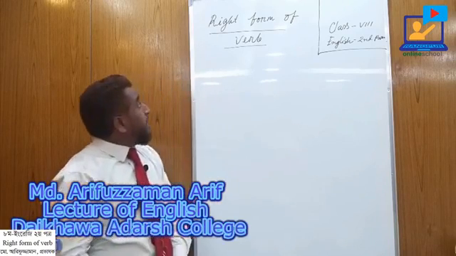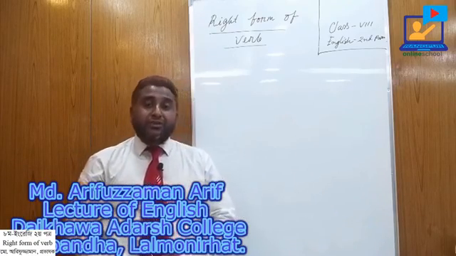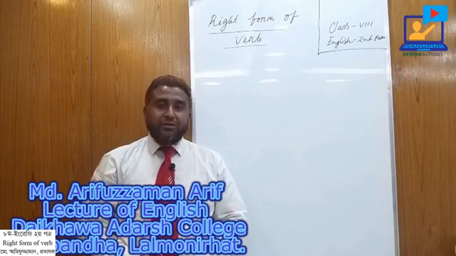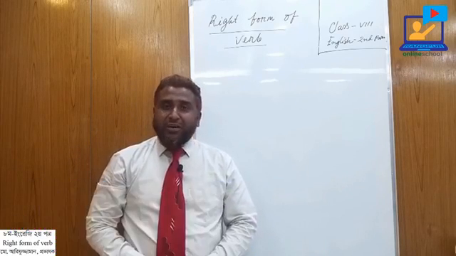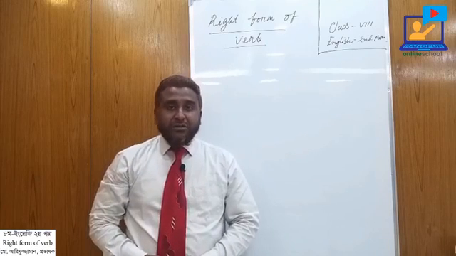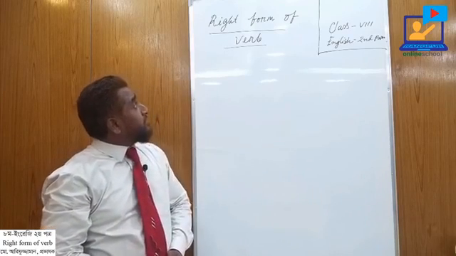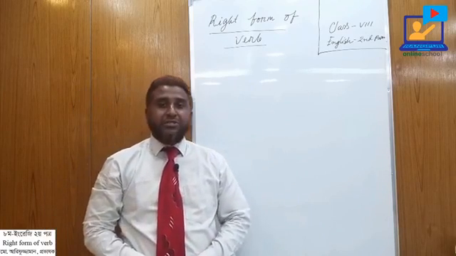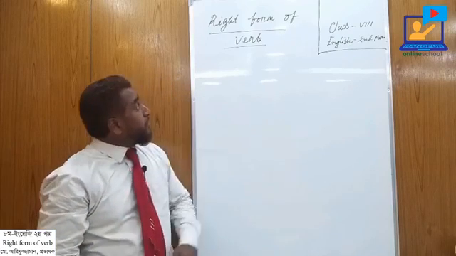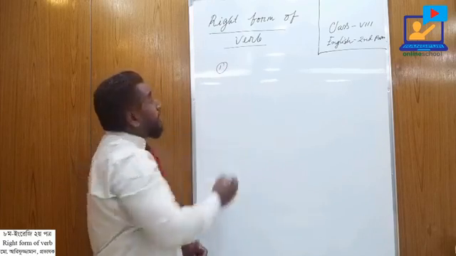Okay, before going to start right form of verb, I will give you some features. Actually, verb is the soul of a language. In a sentence, if there is no verb, the sentence will not be perfect. So, right form of verb: form means structure, any type of structure. Before going to do that, we should know what the forms of verbs are.